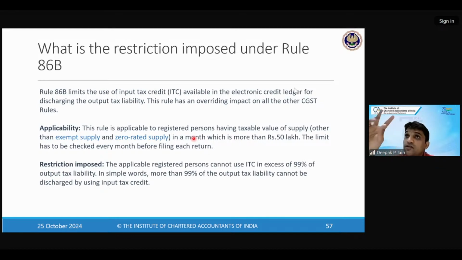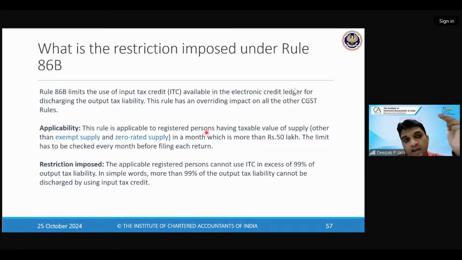Why so? Because the bank account will get traced with the GST department. So they're saying that, okay, we are not blocking full credit unlike 86A, but if you are a big taxpayer and your value per month itself is more than 50 lakhs, you're a big enough person. So you pay 99% through your electronic credit ledger, 1% through cash ledger. No, I cannot do it.